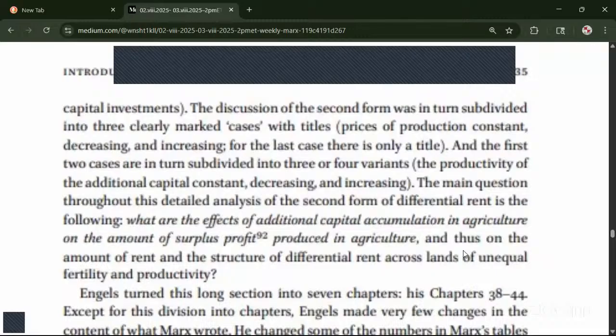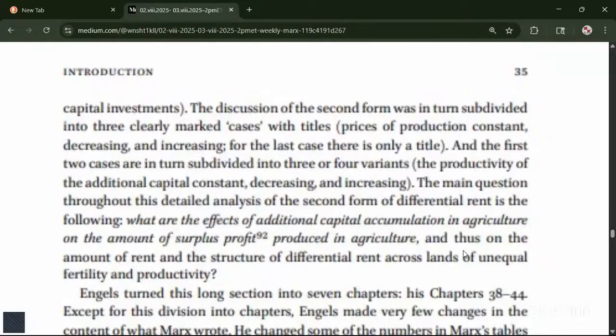The discussion of the second form was in turn subdivided into 3 clearly marked cases with titles, that is, prices of production constant, decreasing prices, and increasing prices. For the last case, there is only a title. And the first 2 cases are in turn subdivided into 3 or 4 variants, if you can follow that: the productivity of the additional capital constant, decreasing, and increasing.